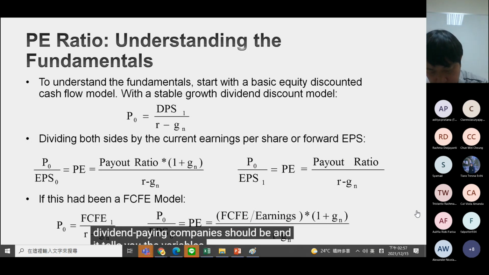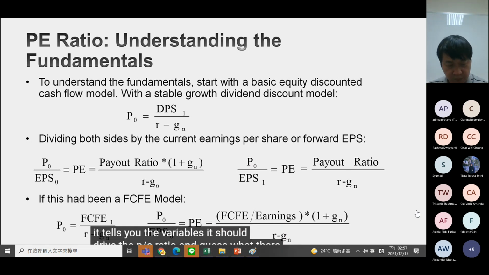And it tells you the variables that should drive that PE ratio. And guess what? There are 3 variables that drive the PE ratio for a stable growth dividend paying company. The first is the payout ratio, the percentage of earnings you pay out as dividends. The second is the cost of equity, reflective of the risk of the stock. And the third is the expected growth rate. PE ratios are determined by payout ratios, cost of equity, and expected growth rate.